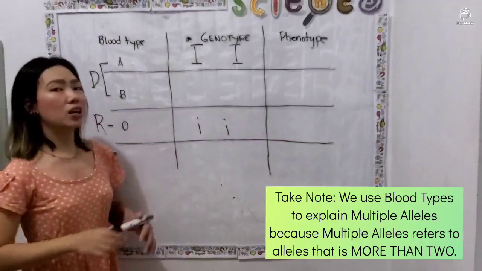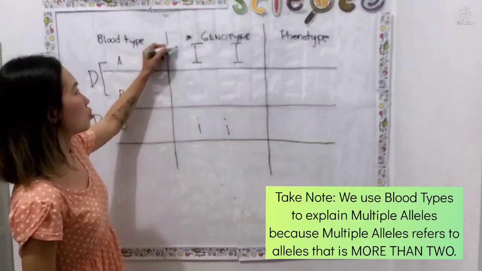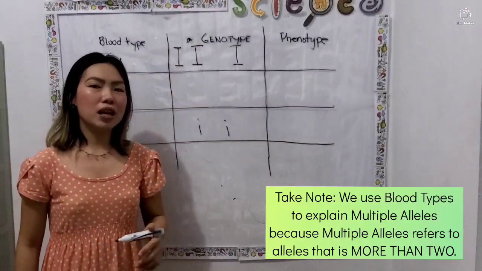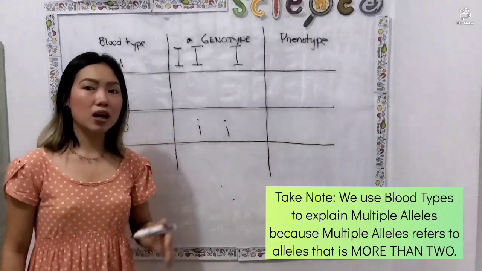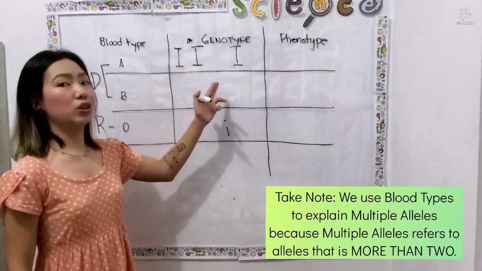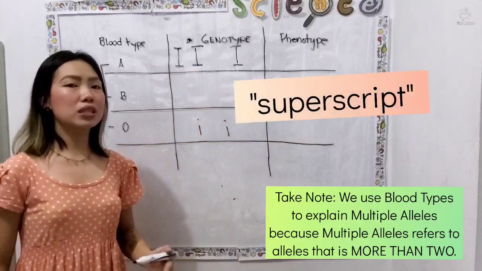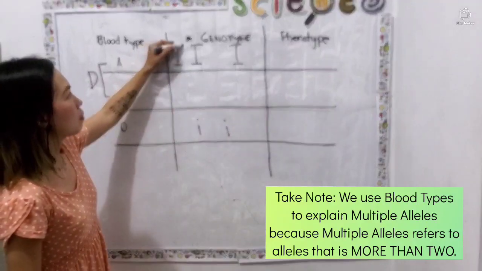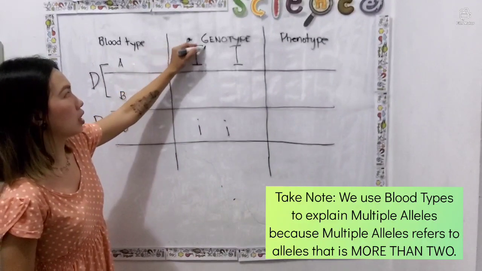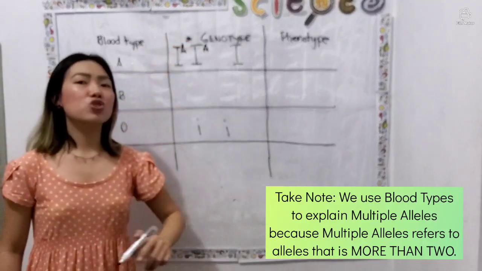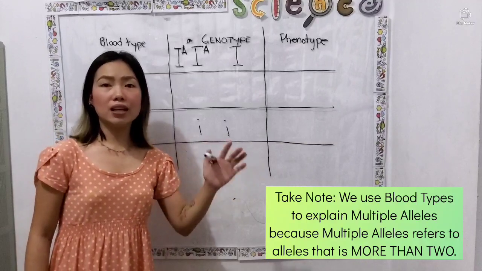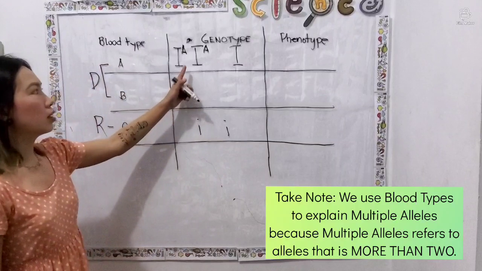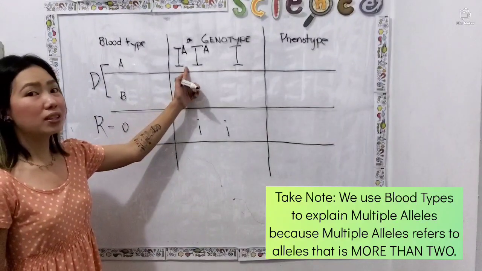Now, for the homozygous type A, we will make use of 2 capital I. Paano mo ngayon malalaman na siya ay blood type A? Now, using both capital letter I, lalagyan natin ng superscript na letter A. So, since superscript, dito natin siya ilalagay sa taas. So, this would be the genotype of a blood type A that is homozygous.